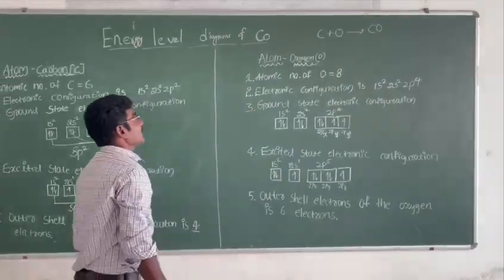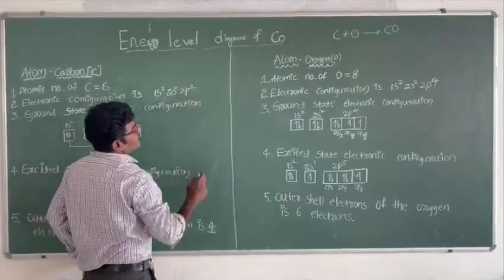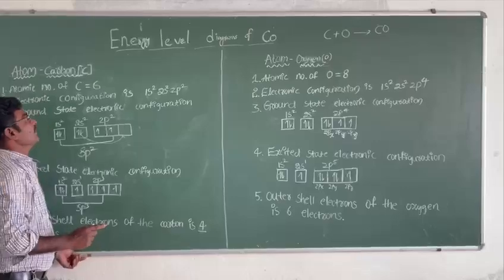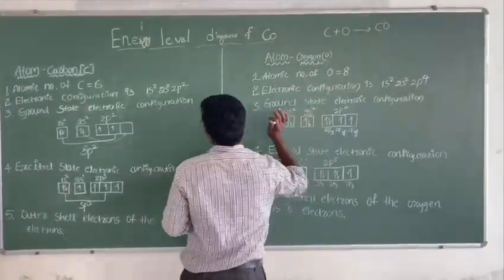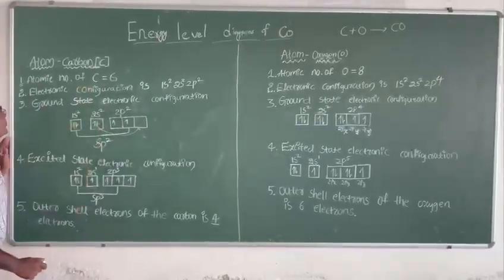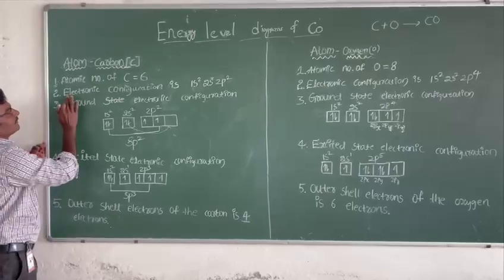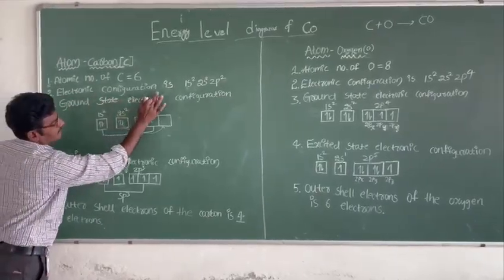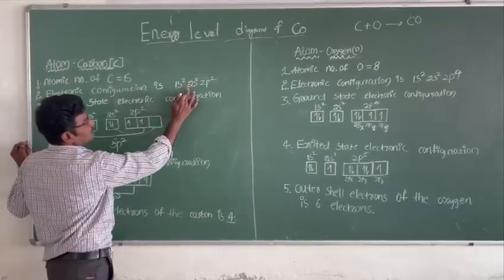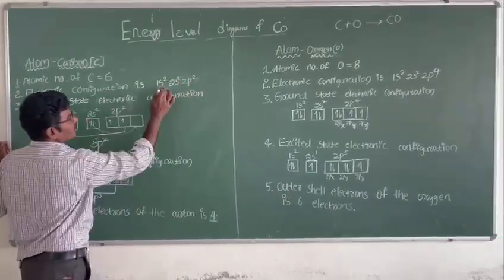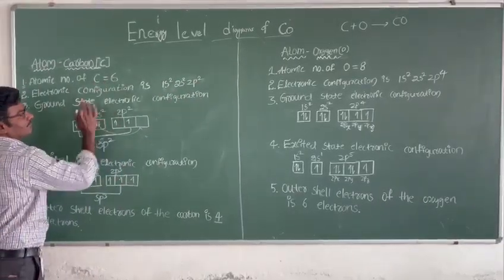That means carbon monoxide. The energy level diagram of CO is based on the two atoms: the first is carbon, the second is oxygen. Taking the first atom, carbon, the atomic number of carbon is 6. Next is the electronic configuration of carbon: 6 electrons, 1s2, 2s2, 2p2. Totally 2 plus 2 plus 2, that is 6 electrons.